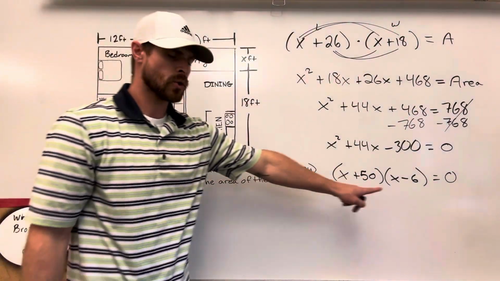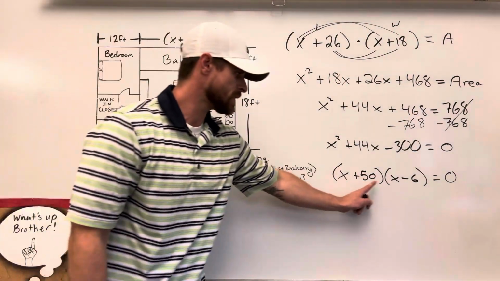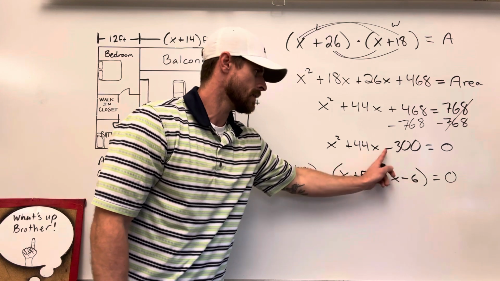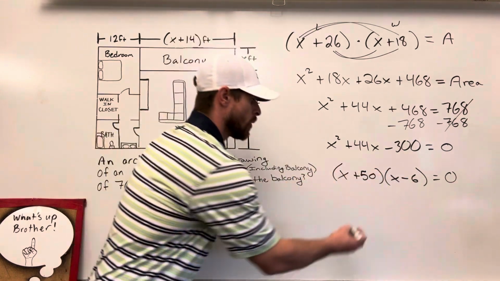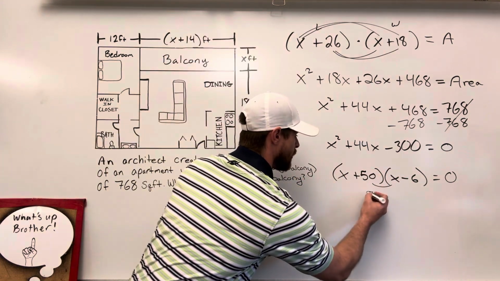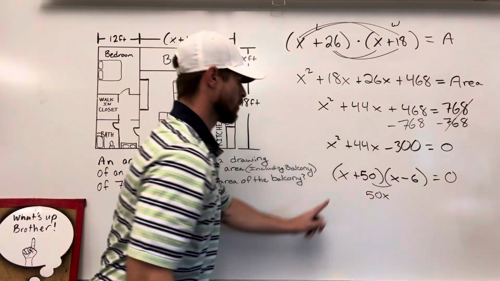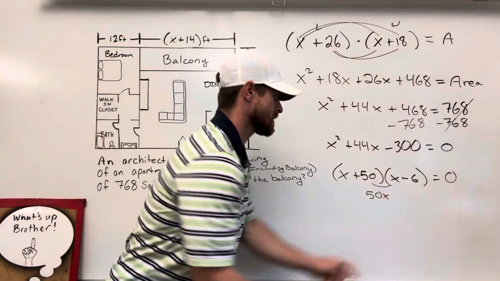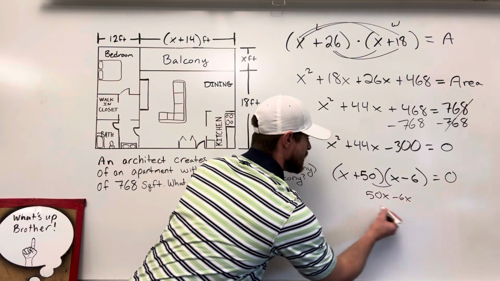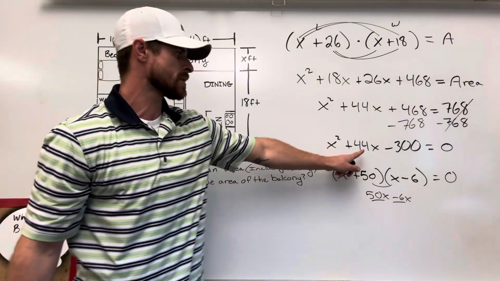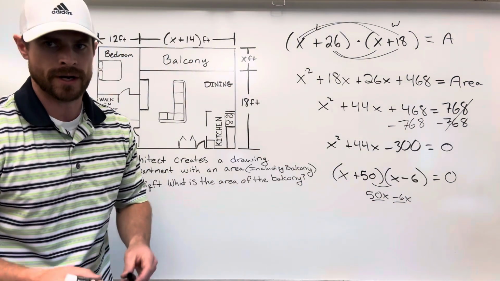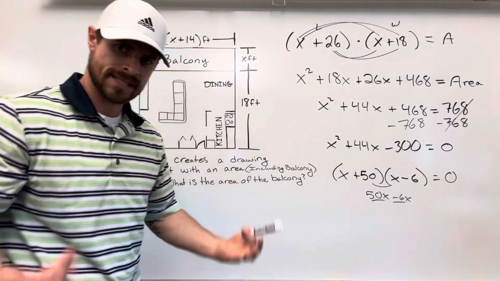Okay, just to show you real quick why that works. What's 50 times negative 6? Negative 300. When I go and multiply 50 times x, I'm going to get a positive 50x. When I multiply x times negative 6, I'm going to get a negative 6x. And when I combine those two like terms, it's going to provide me with my 44x. Okay, so hopefully that makes sense.